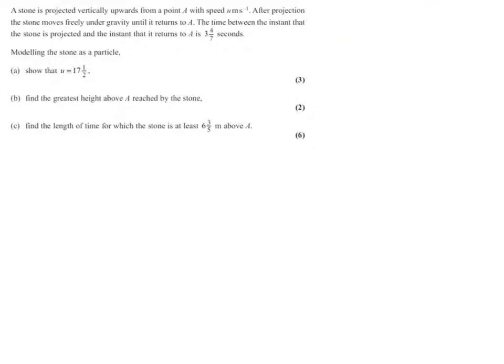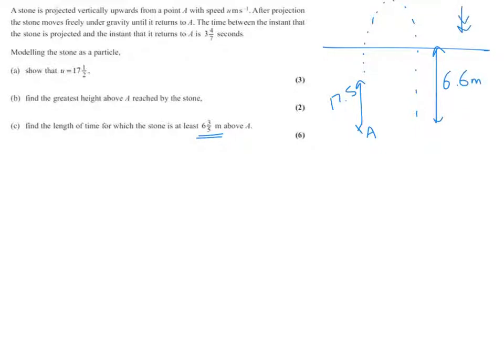Part C, I'm actually going to draw myself a third diagram because the situation has changed again. I'm now looking for when I'm at 6.6, which is the same as 6 3/5 meters above A. So here I am at A. I'm starting off with 17.5. It's going to go up and come back down, but I'm only interested in this level here, where the distance above A is 6.6 meters. I know gravity is acting downwards, and I'm going to go for up being positive again.